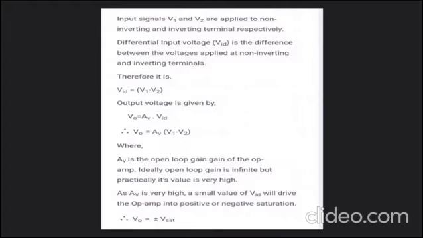AV is the open loop gain of the op-amp. Ideally, open loop gain is infinite, but practically its value is very high. A small value of VID will drive the op-amp into positive or negative saturation, since V0 equal to plus or minus V saturation.